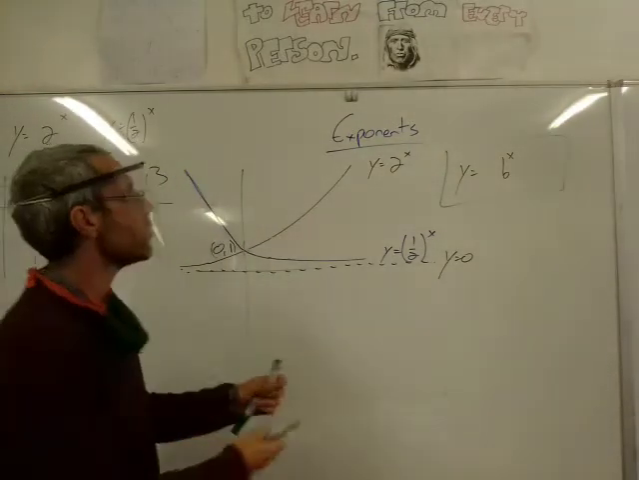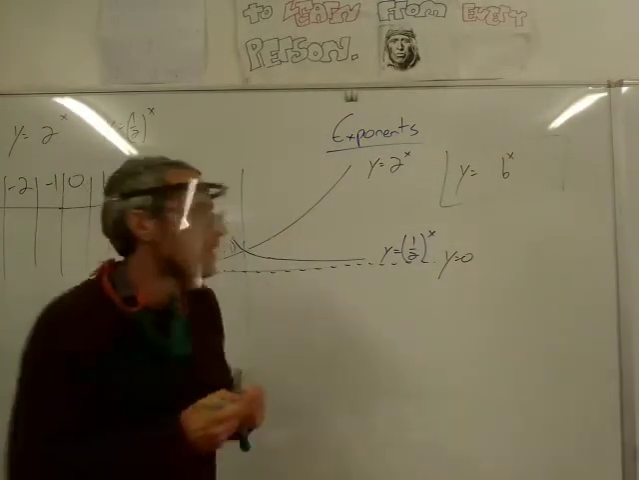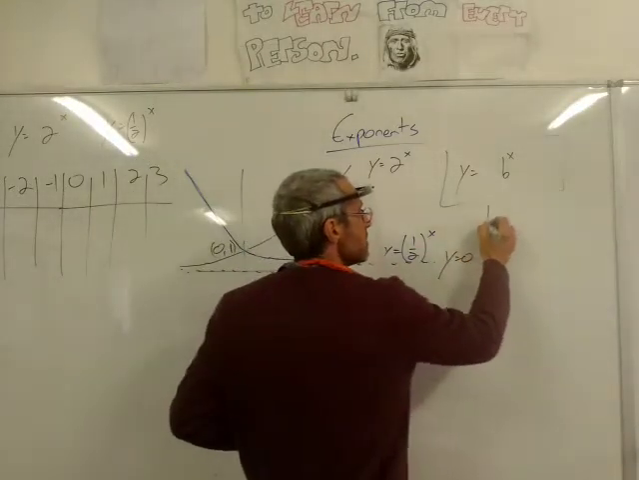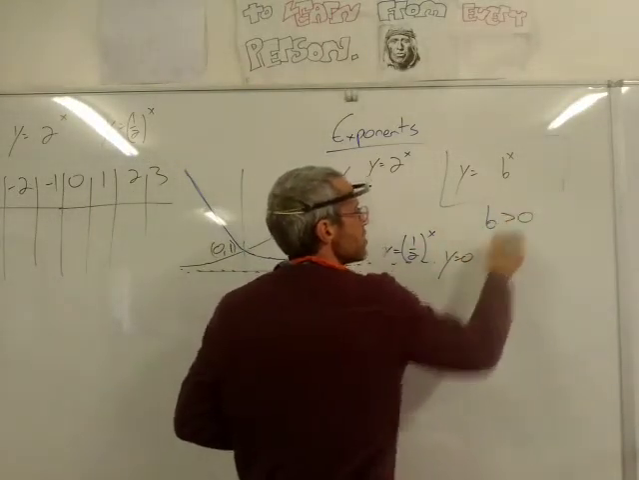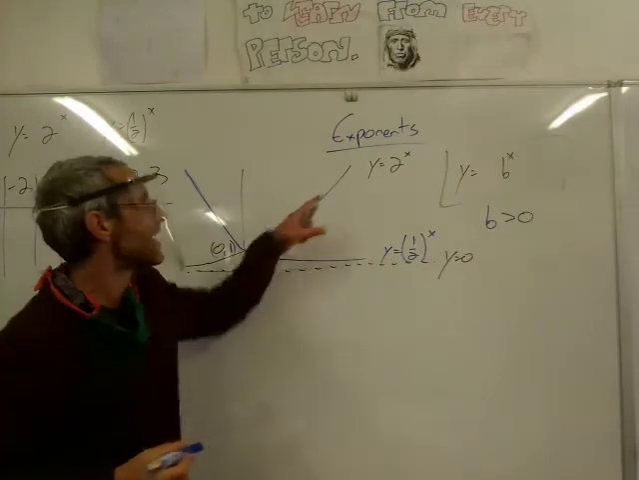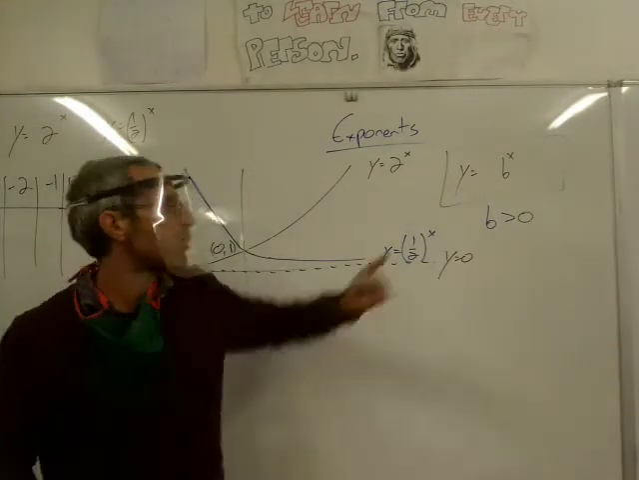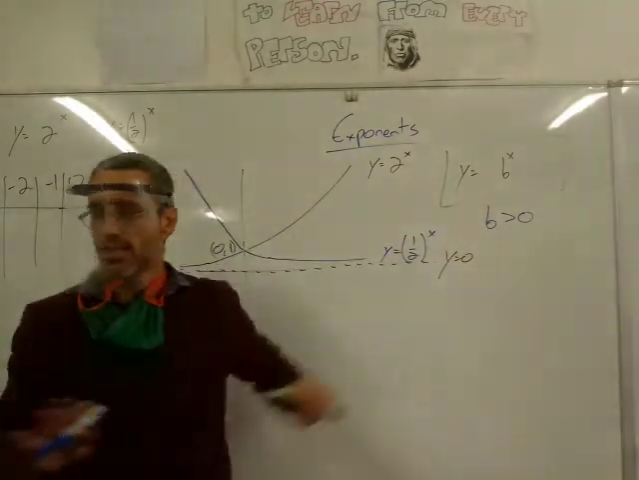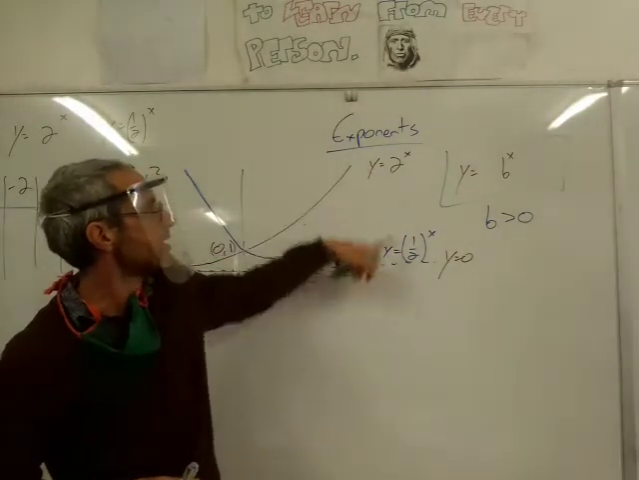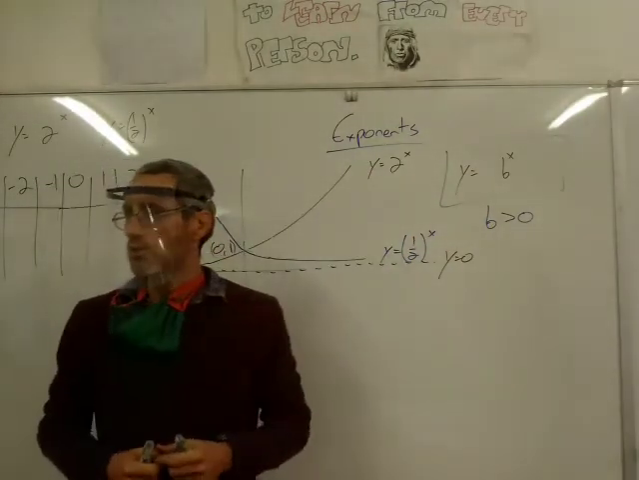Now, what are we going to keep? What's that condition to be? B must be larger than 0. So we're not going to have a negative number to the power x. To add that negative number, we're going to multiply it by a later. But for now, we're just looking at b to the power x, where b is positive.